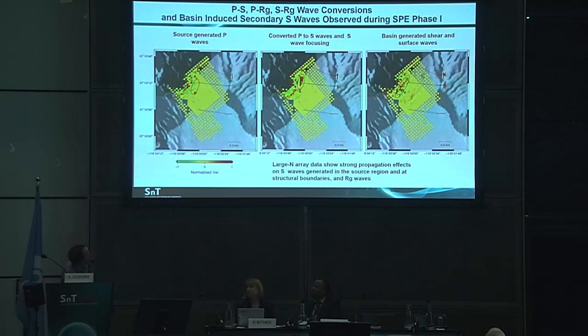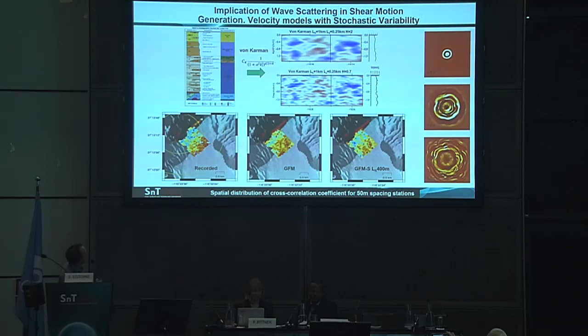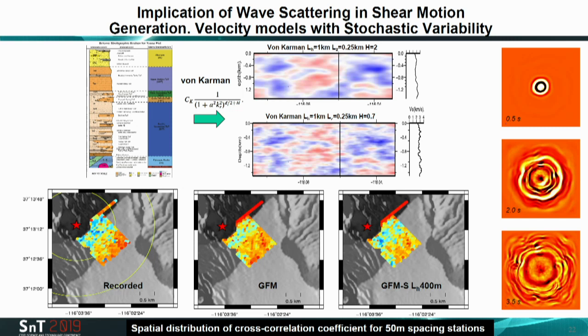So this large N array not only allows you to look at the propagation of the wave, but also allows you to do cross-correlation between these point measurements and determine some of the intrinsic properties of the subsurface. Those intrinsic properties helped us determine what we call the von Karman parameters, whether the spatial scale of the lenses is about 1 kilometer versus 0.25 kilometers. Using these correlations, we can generate a stochastic perturbation in the GFM, the geological model, and that allows us to compare the geology without stochastic features and the geology with the stochastic features to what was observed. That allows us to improve and capture the high frequency content of the signal.